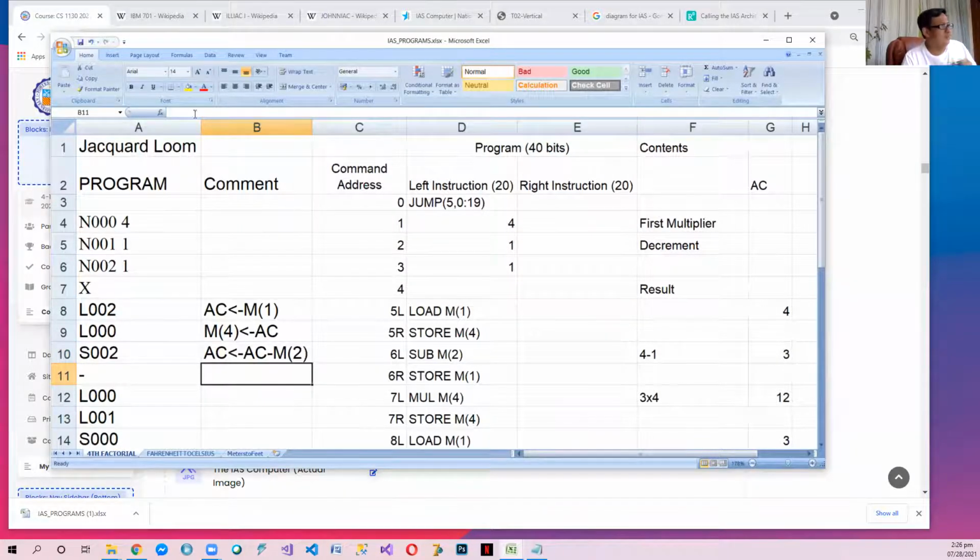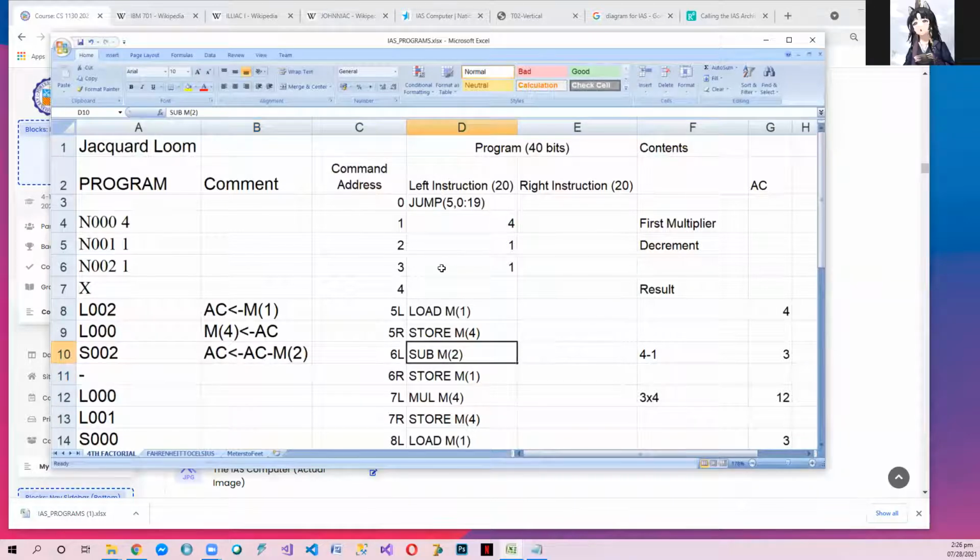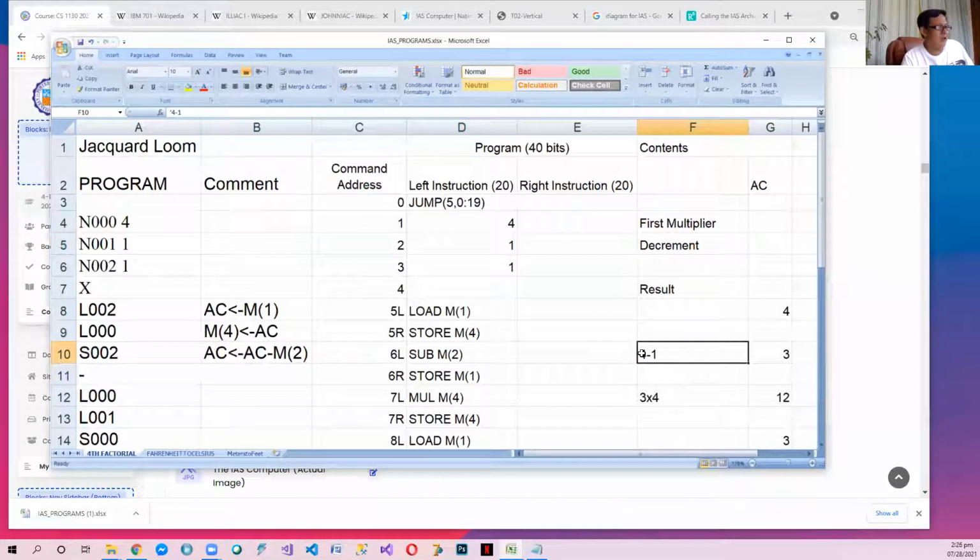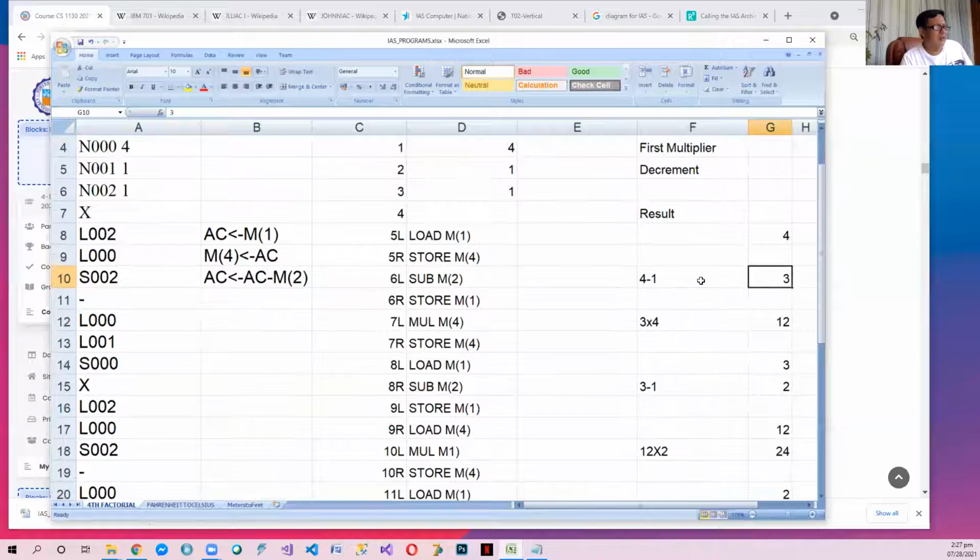Okay. Do you follow? So what do we mean by M of 2? It is currently 1. So AC receives 3. AC becomes 3. Is it clear? Why did it become 3? Because it's 4 minus 1.